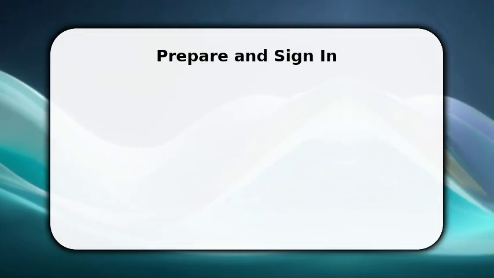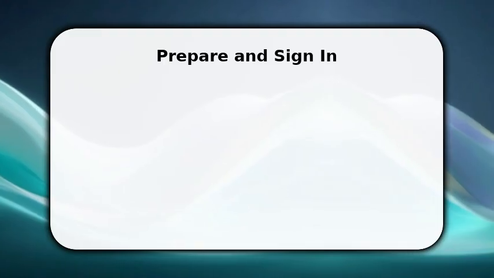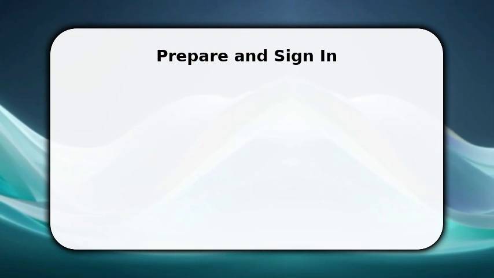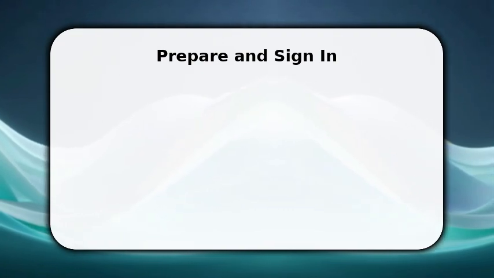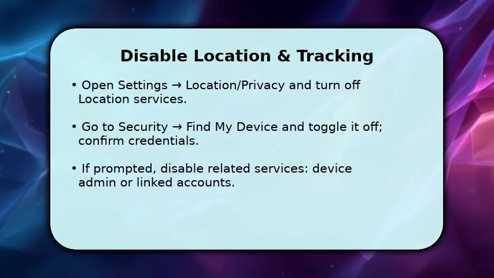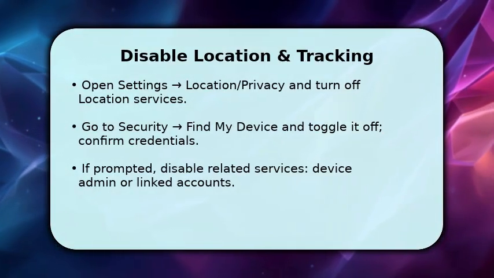This step is crucial because removing tracking requires authenticated access. Make sure two-step prompts are ready and any recovery codes are at hand. Once the device is prepared, go into Settings and turn off Location Services. This immediately stops new location pings.